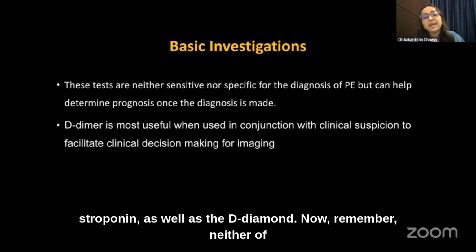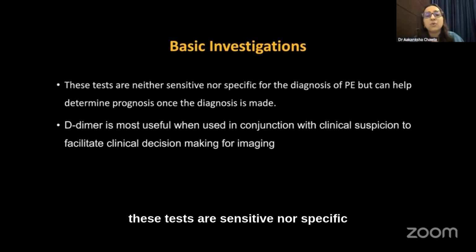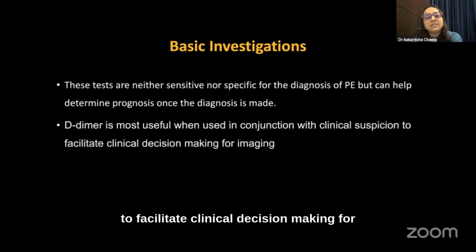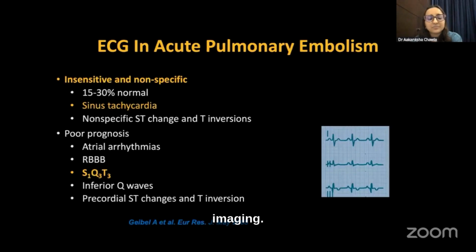Now remember, none of these tests is sensitive or specific for the diagnosis of pulmonary embolism, but they can help you to determine prognosis once the diagnosis is made. And D-dimer is most useful when it's used in conjunction with clinical suspicion to facilitate clinical decision making for imaging. Now, ECG can be normal in about 15 to 30% of patients.